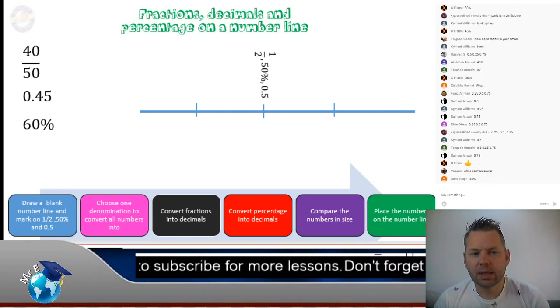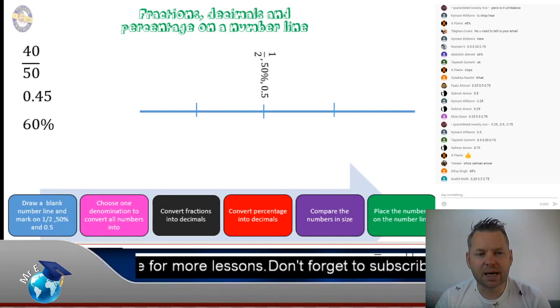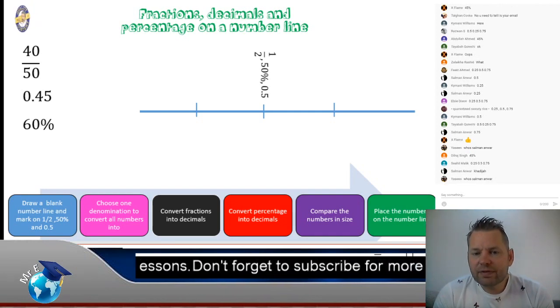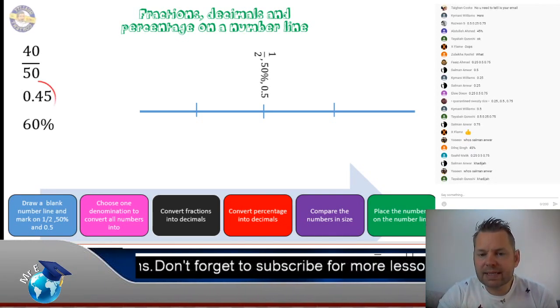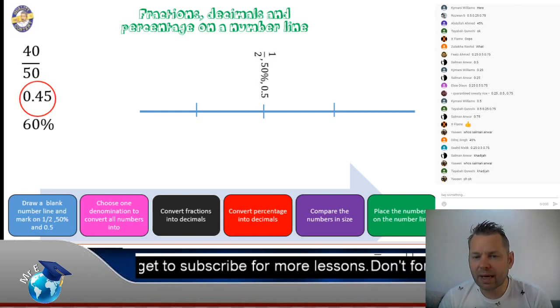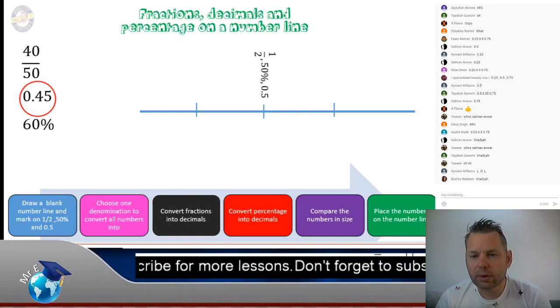Well done, Tabor. Well done, Sahar. Well done, Kaimani and Sahil. All right. Now at this stage, we have one decimal, which is our 0.45, and we have a fraction, and we have a percentage. Okay. So we're going to convert them all to decimals.